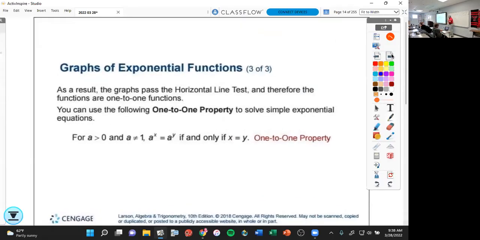The graphs pass the horizontal line test. Therefore, the graphs are 1 to 1. You can use the following 1-to-1 property to solve simple exponential equations. If a is greater than 0 but not 1, a to the x is equal to a to the y if x and y are the same. That's the 1-to-1 property.